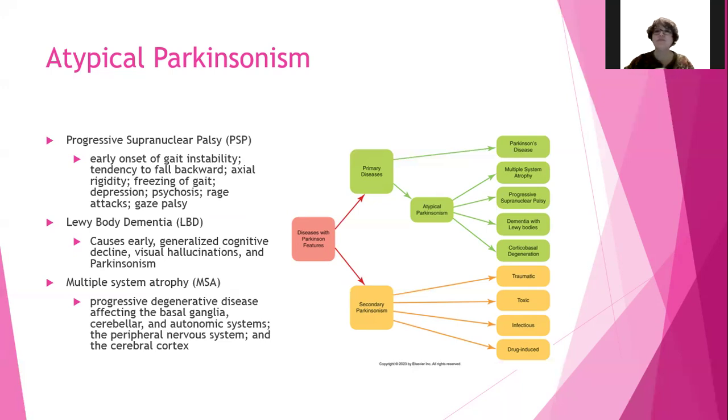So the primary disease, Parkinson's disease, is one thing, but then there are all the atypical Parkinson's, and corticobasal degeneration was another one that I didn't have on that list. They have motor symptoms similar to Parkinson's, but they have a different pathology in the brain. And then there's secondary Parkinsonism, which is traumatic, toxic, infectious, or drug induced.